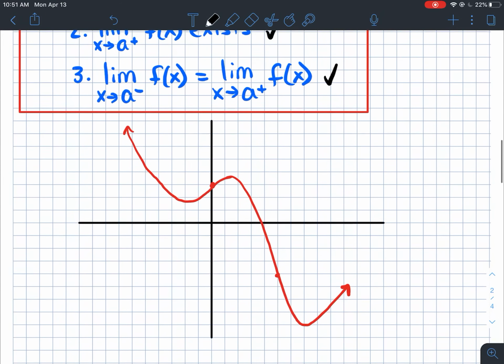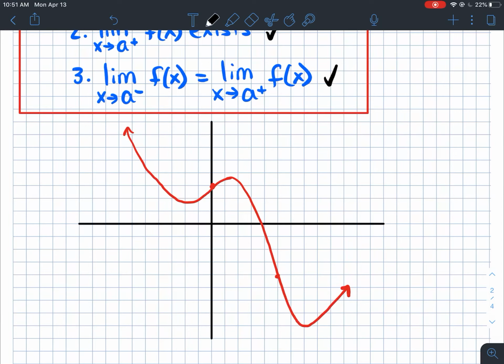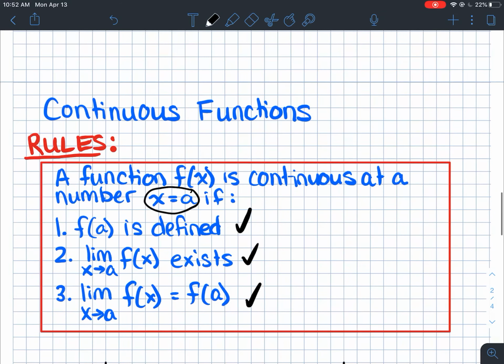So let's test it. Let's try it with this graph here. 1, 2, 3, 4, 5. Okay, let's say we're looking at 5 again. It doesn't have to be 5. It could be any number. So let's say we wanted to figure out if this function is continuous. To me, it looks continuous. You don't have to pick up your pencil. You can draw that whole graph. Boom. But let's prove it's continuous using these 3 rules.